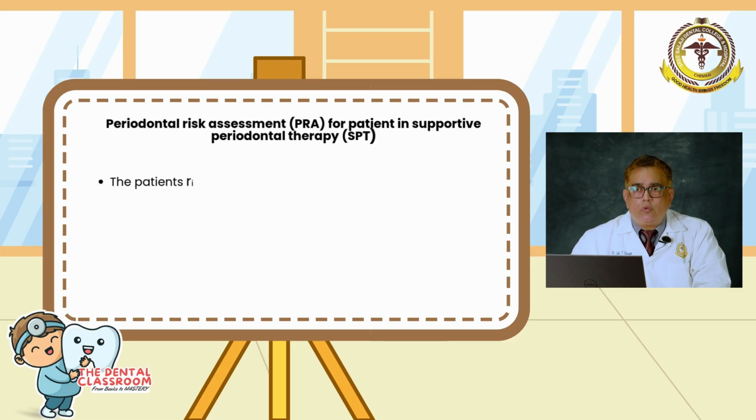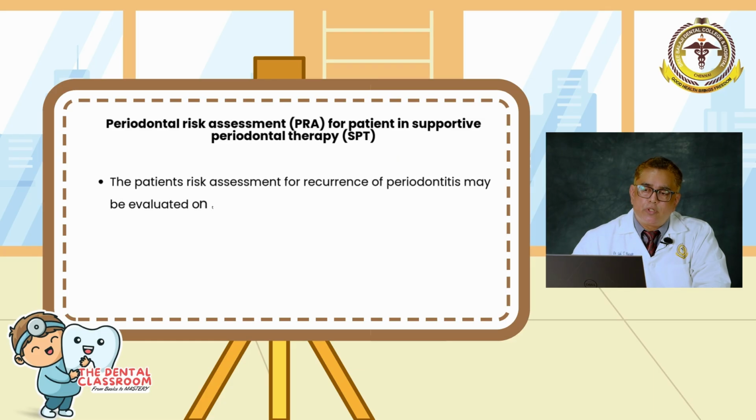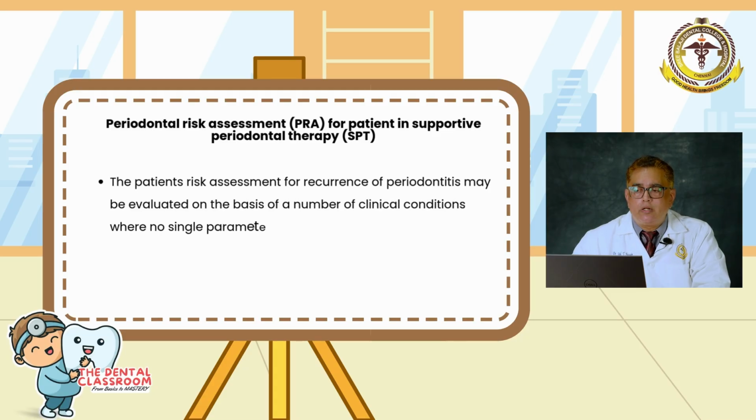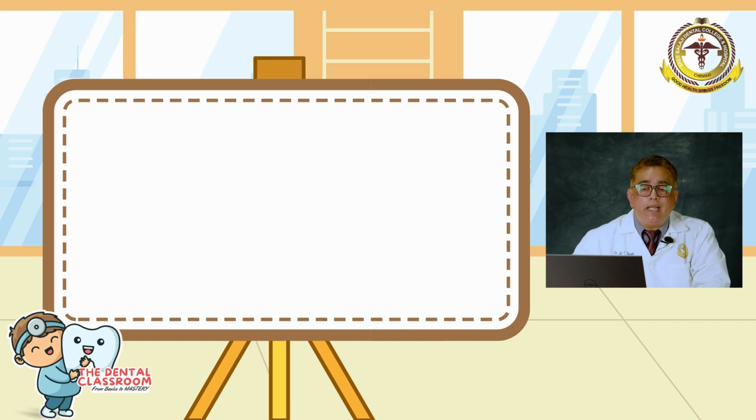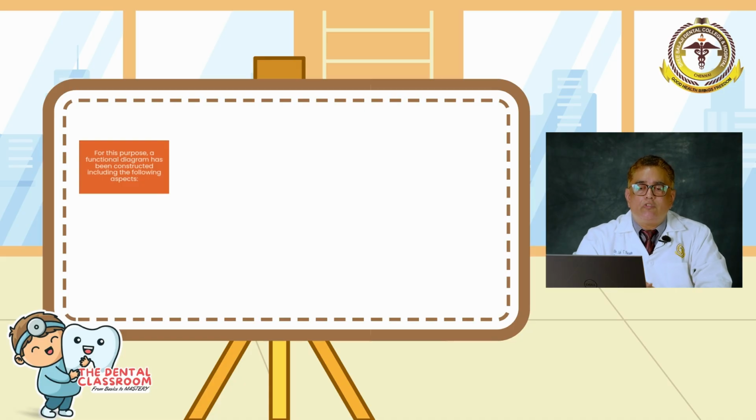Now I'm going to speak to you about periodontal risk assessment for patients in supportive periodontal therapy. The patient's risk assessment for recurrence of periodontitis may be evaluated on the basis of a number of clinical conditions, where no single parameter displays a more prominent role. The entire spectrum of the risk factors and risk indicators has to be evaluated simultaneously. So we will begin with the purpose.